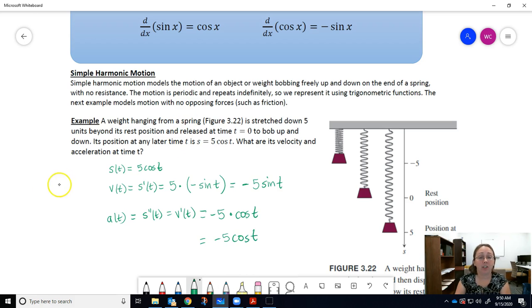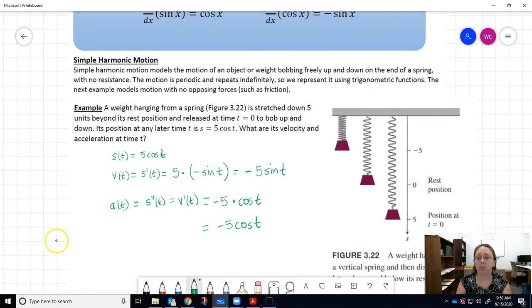All right? In this case, it didn't give us an actual time that they were interested in, but if we want the velocity and acceleration at a particular time, we'd plug it into each of these functions and find out what the velocity and acceleration were at those times. So this is just a cool example.